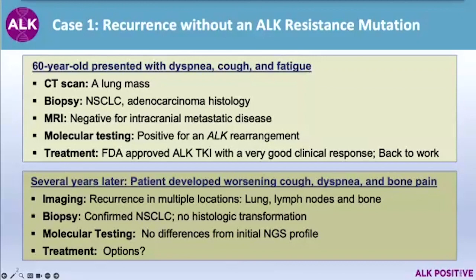Imaging now showed multiple new lesions in lung, lymph nodes, and bone. Biopsy confirmed that it wasn't histologic transformation, which can only be determined by a biopsy, and that's one of the reasons why it's so important that everybody gets a biopsy at progression. Molecular testing showed the same profile as their original NGS, not showing any new mutations in the ALK gene. So the question for our panel is, now what do you do?